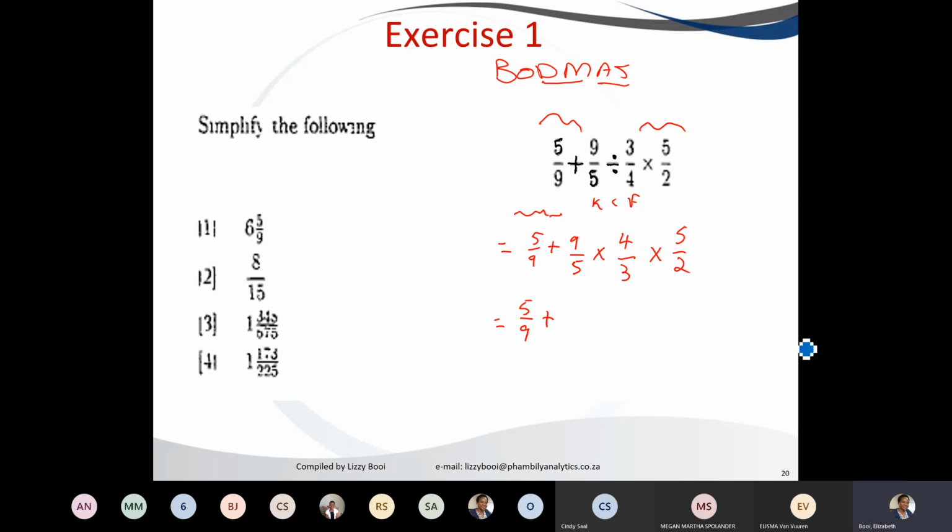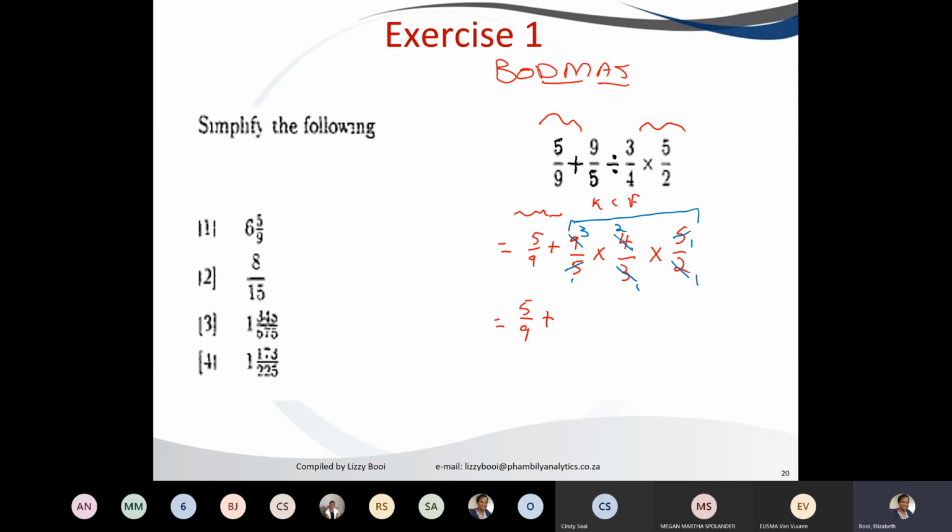by applying the simplification method. 5 goes 1 time into 5, it goes 1 time into 5, because this is the only part that we're working with, where we are multiplying. And what else can we simplify? 2 goes 1 time into 2, and it goes 2 times into 4. And 3 goes 1 time into 3, and it goes how many times into 9? It goes 3 times into 9.